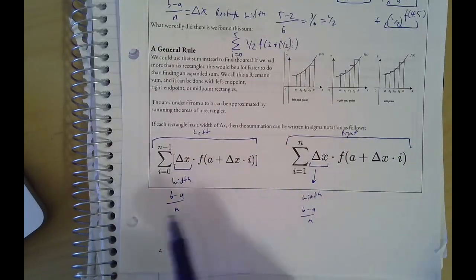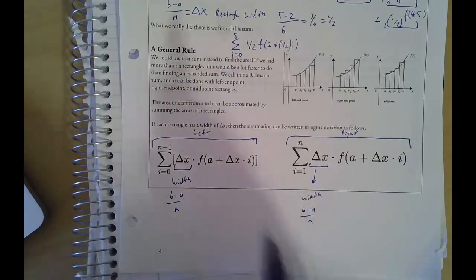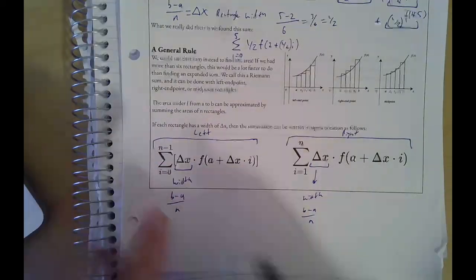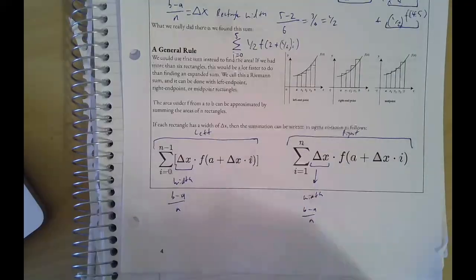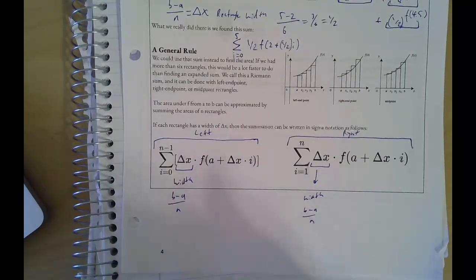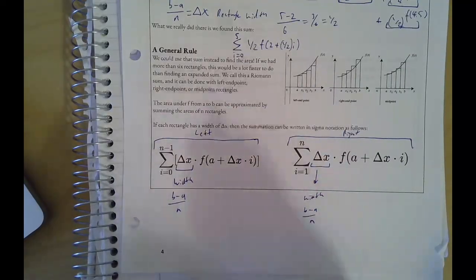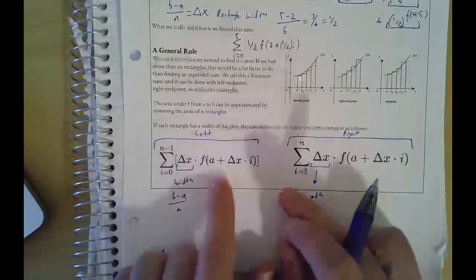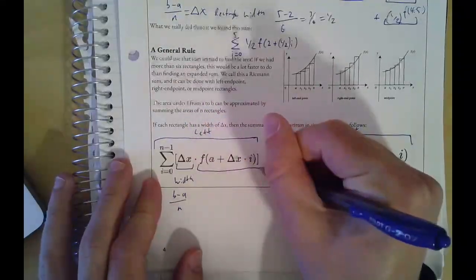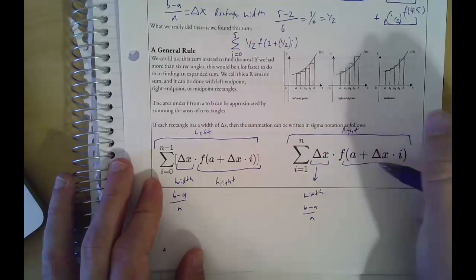And you're probably like, okay, well, why is this i equals 0 and this is i equals 1, this is n minus 1, this is n? Starting at 0 and going to n minus 1, and starting from 1 and going to n, that's the same number of rectangles. It's just that this is basically saying start on the left, and this is saying start on the right. And I'll show you why that is. On the right side here, we have the height, this f of a plus delta x times i. This is the height. This is the height.